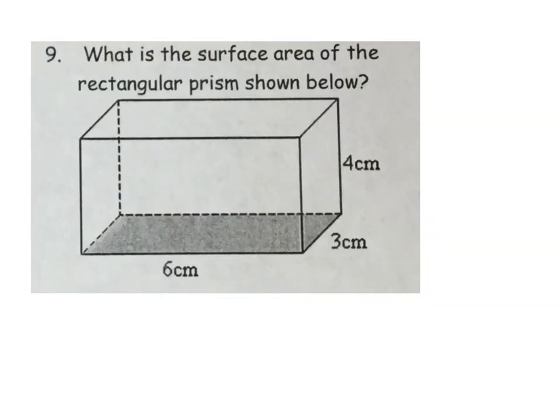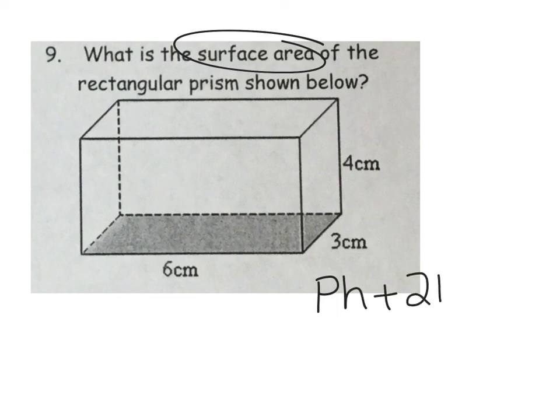All right, number 9, another surface area for a rectangular prism. What is the surface area of the rectangular prism shown below? So first of all, we're going to write our formula for rectangular prism and surface area. So surface area for rectangular prism is perimeter base times the height plus 2 times area of the base. So from there, we can highlight this bottom one we'll use as the base, and then we'll draw it out over here.